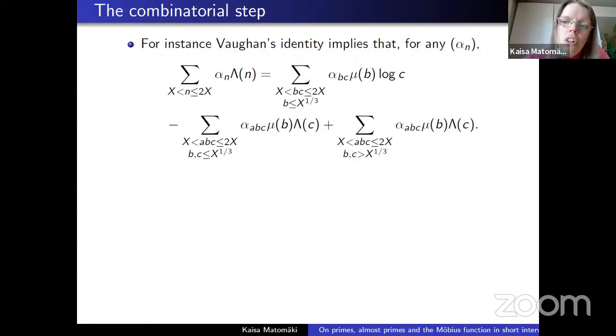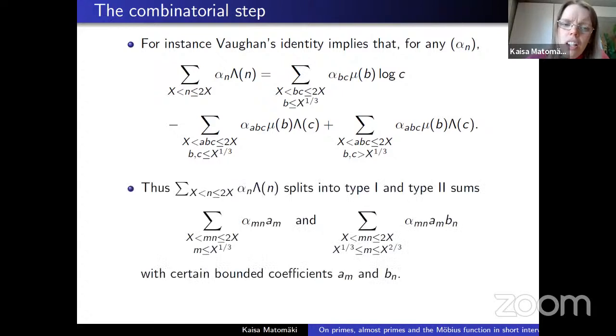And the first question is, why is this helpful? What's the point of this identity? And the point is that this splits our original sum about the von Mangoldt function into two different types of sums.